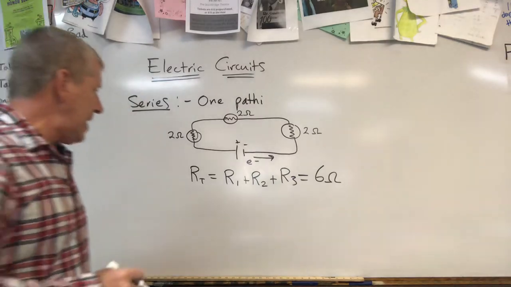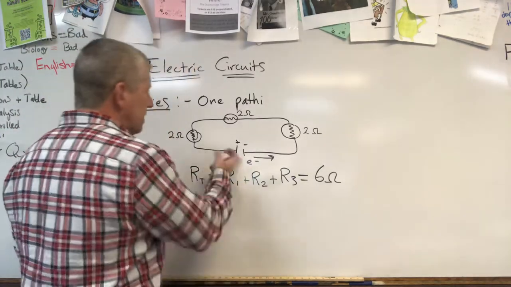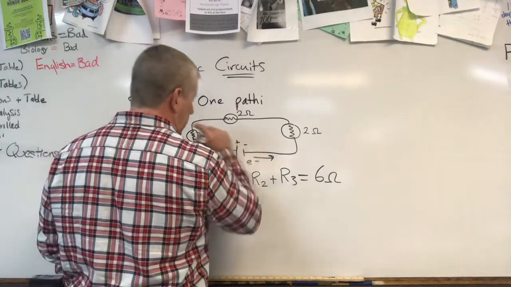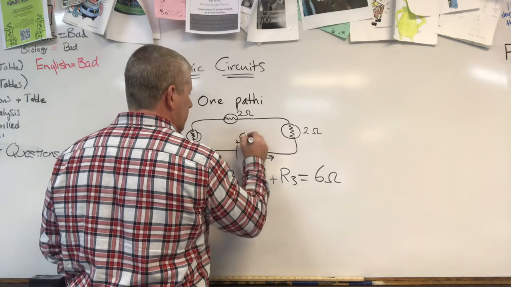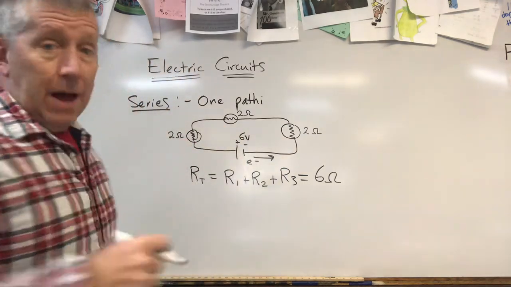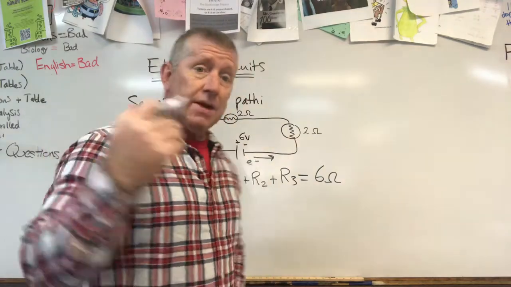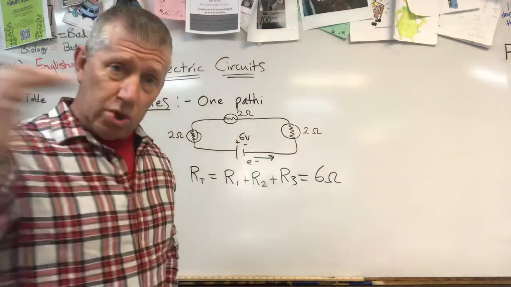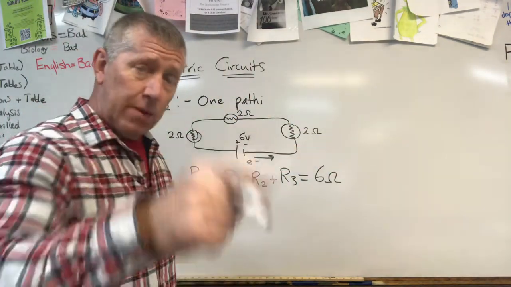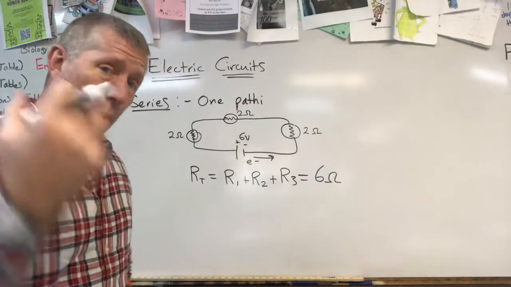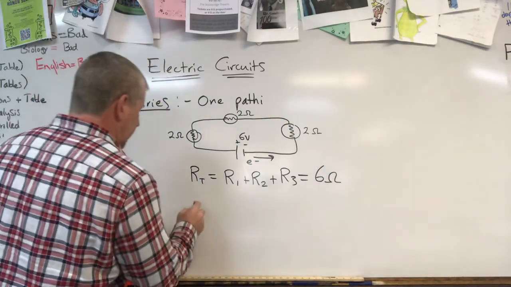Okay, now, let's say that I've connected these to a 6-volt battery. So my battery is 6 volts. Now, what we could also do is calculate what the current, the flowage of those electrons is. What's the current?